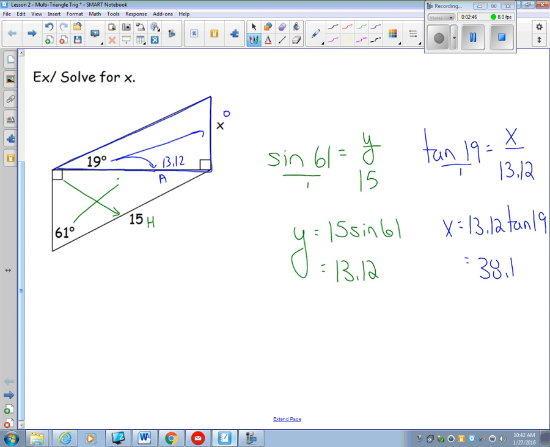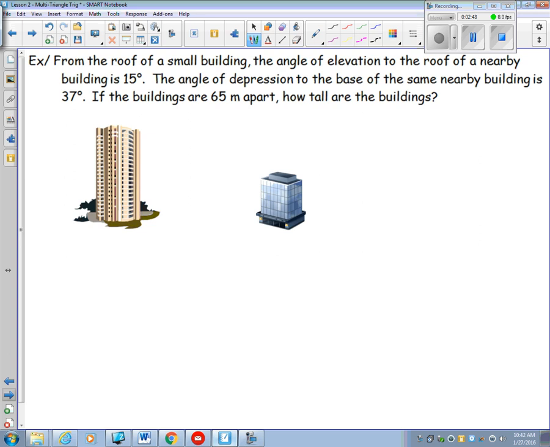Okay, so let's look at example 2. Read it over, see if you can draw the picture. If you can, that's generally the hard part. The math is a little bit more straightforward. So what do we got going on here?